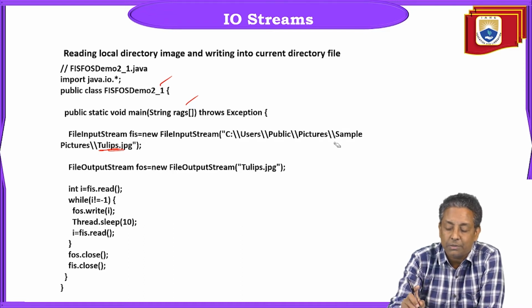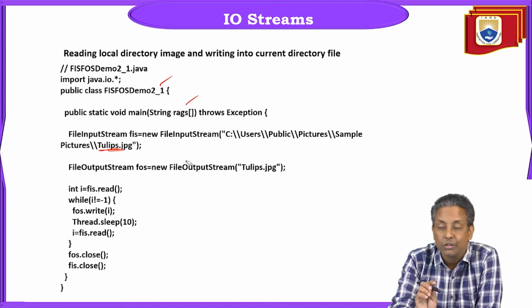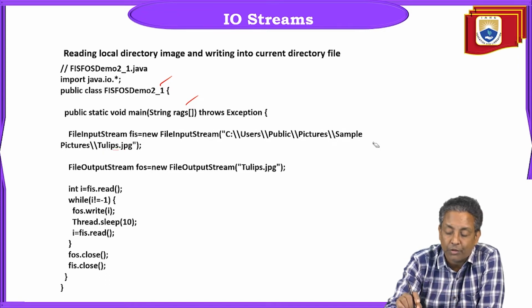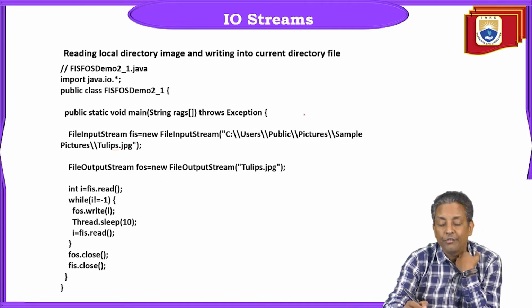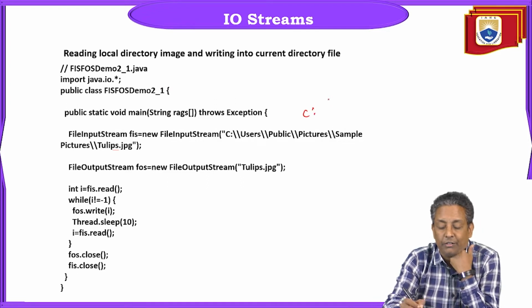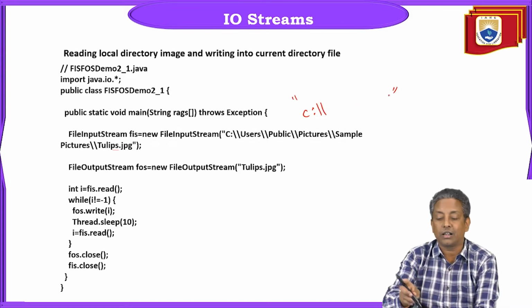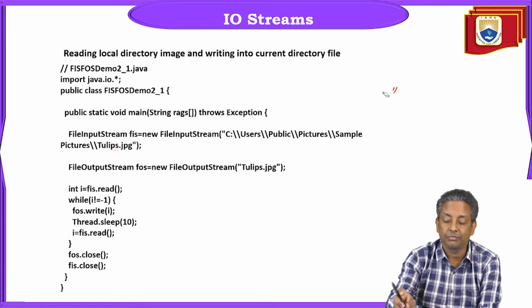So in C users, public pictures, sample pictures, tulips.jpg. In that folder, one image exists, tulips.jpg. We are pointing to that file. When you are giving the path in the FileInputStream class constructor, you must give double backslash, double backslash for the directory separation.